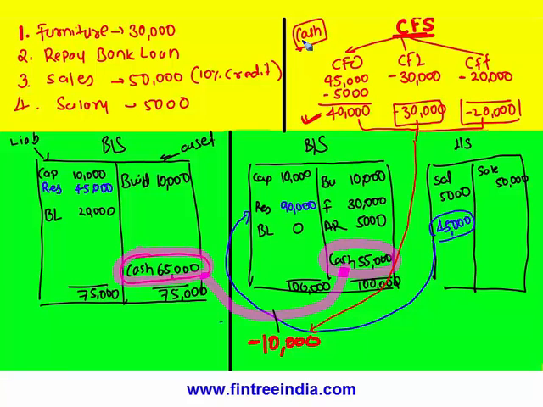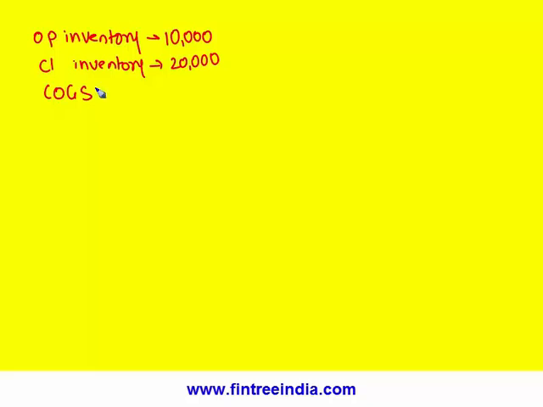So there are multiple types of questions that can be framed on this reading. But there is one peculiar type of question that can be solved with the help of flowcharts. So we'll start solving those type of questions now. You would be given data like this. Opening inventory 10,000, closing inventory 20,000, COGS 15,000. Find out what is the total amount of purchase.